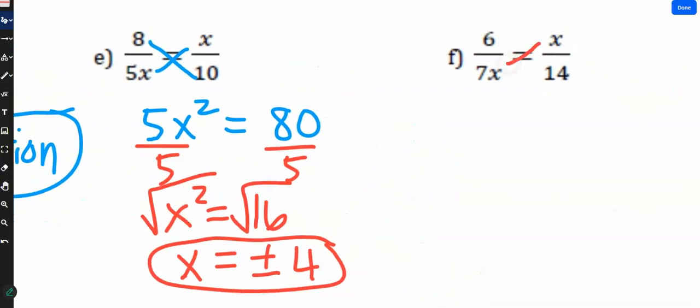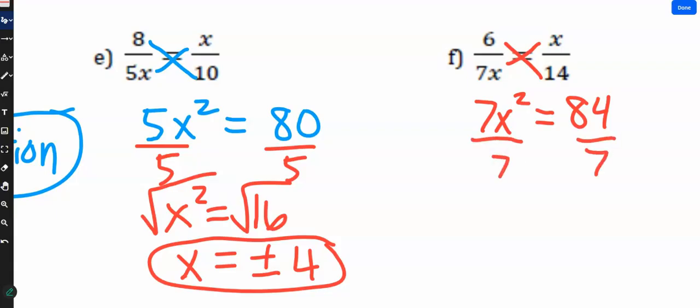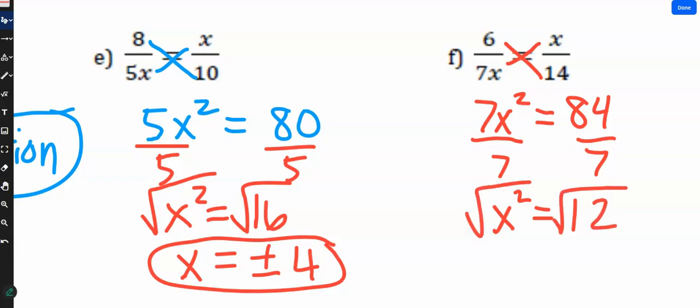So similar type idea here, 7x squared, and then 6 times 14 is 84, I believe. And so, just like we did before, we don't have a linear term, so we're going to divide by 7. X squared equals 112. And so now we can take the square root of both sides. X equals plus and minus radical 112.